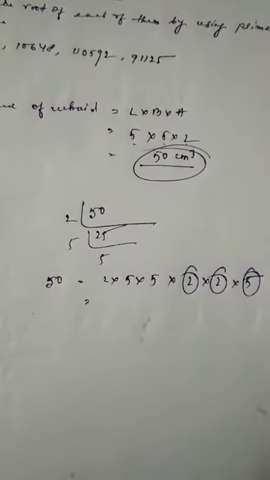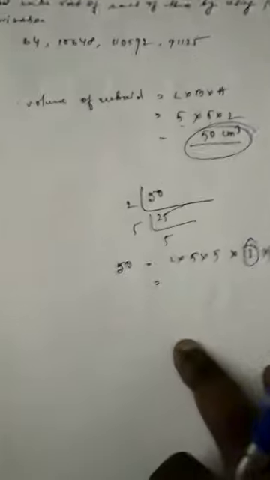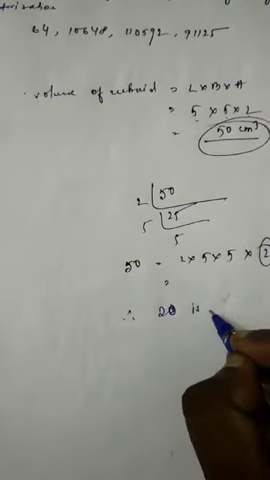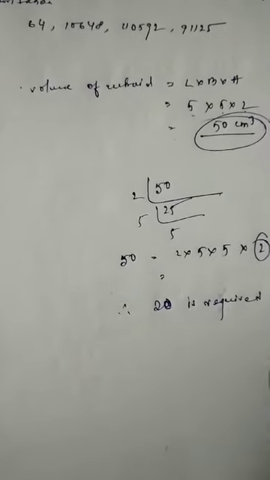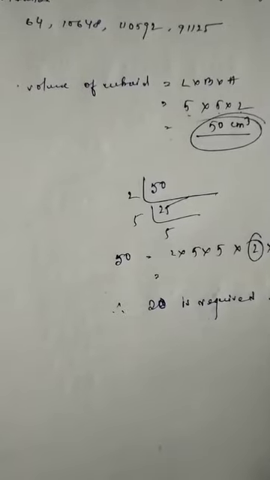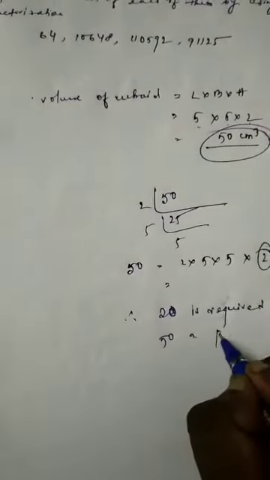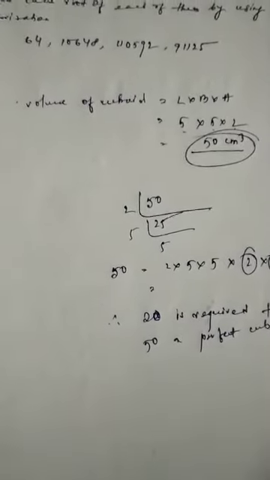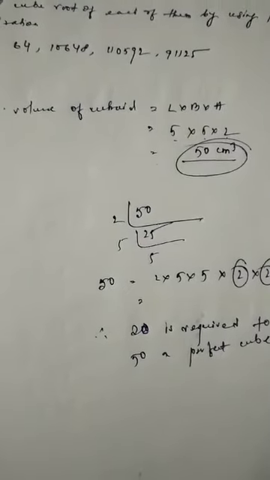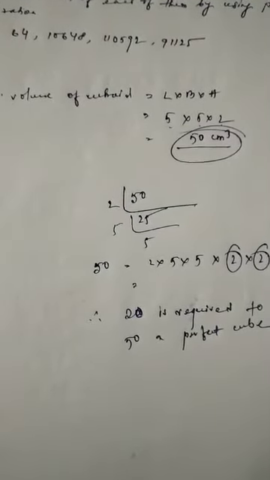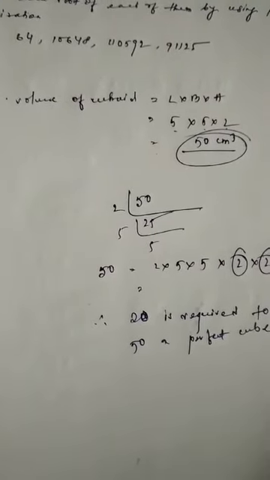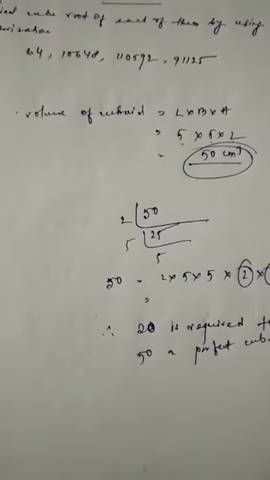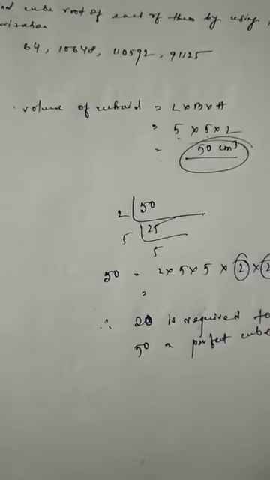So children, that is what my answer is all about. 20 is required to make 50 a perfect cube number. So 20 is the answer. 20 such cuboids will be required. 20 cuboids will be required to make a perfect cube number.